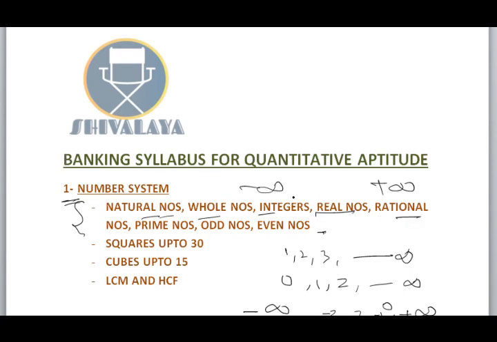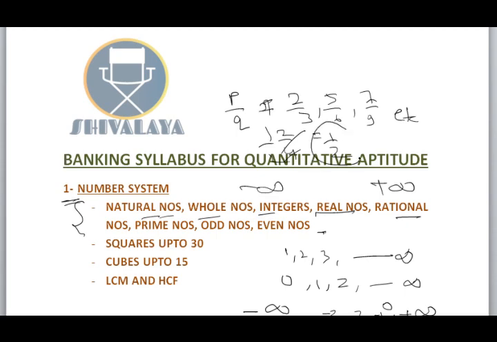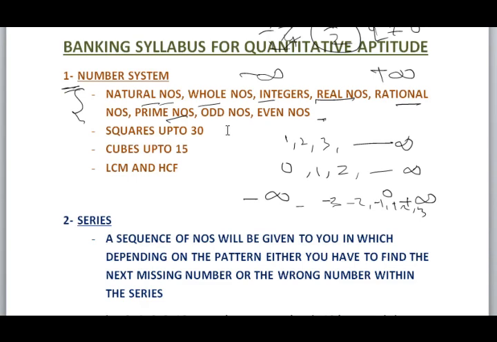Rational numbers are numbers that can be written in the form of p by q, that is 2 by 3, 5 by 6, 7 by 9, etc. Now this p by q form should be in its simplest form, like 2 by 4 is not a rational number. It should be written in the form of 1 by 2, that is its simplest form, and q should never be 0. So that is a rational number. Prime numbers are the numbers which have only two factors. Odd numbers are numbers which are not divisible by 2, and even numbers are numbers which are divisible by 2.